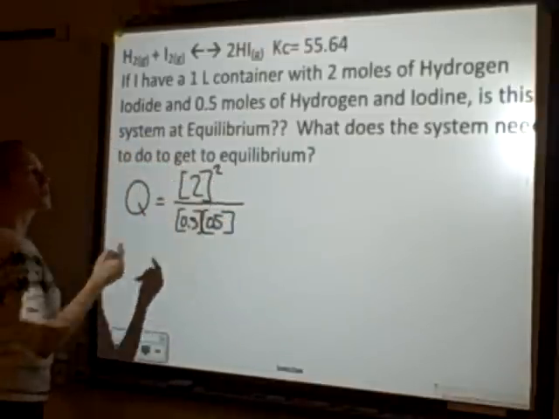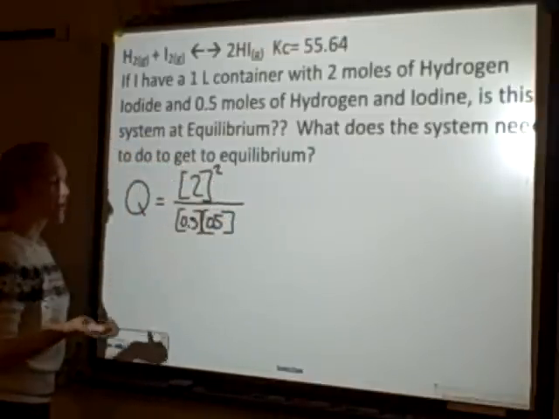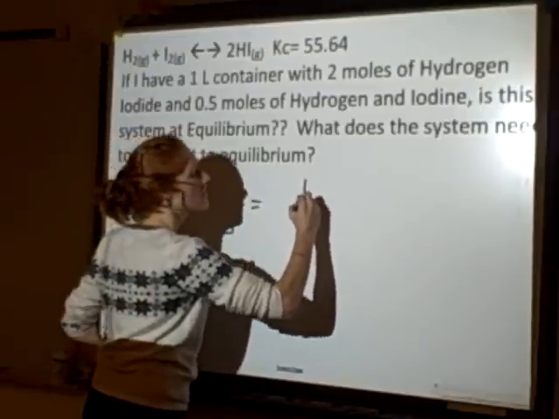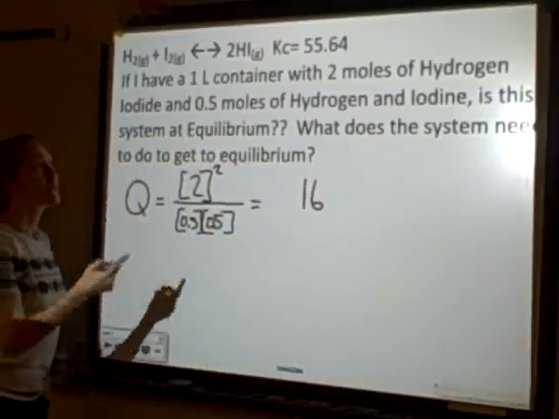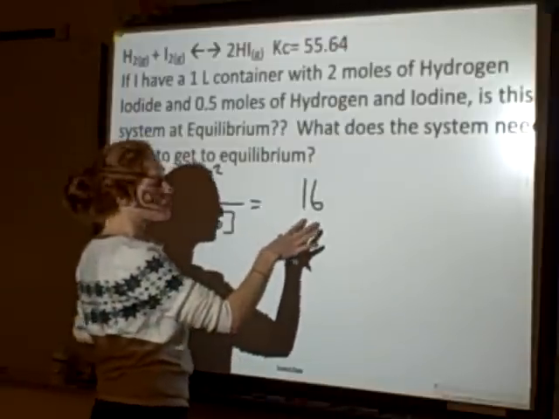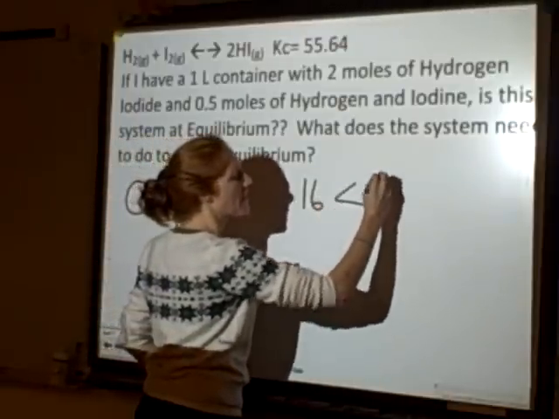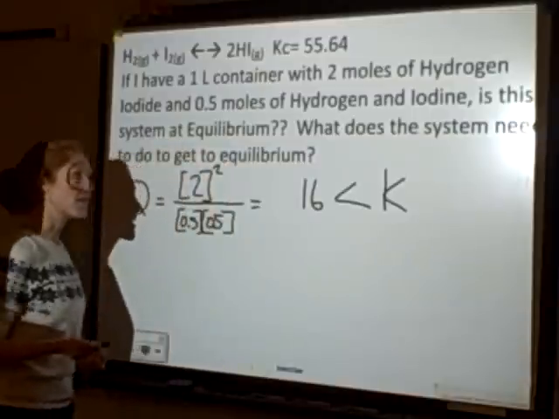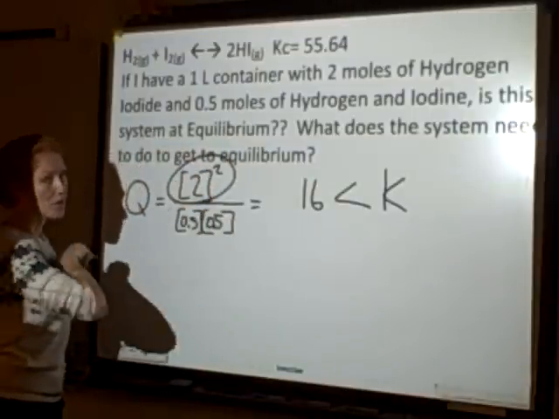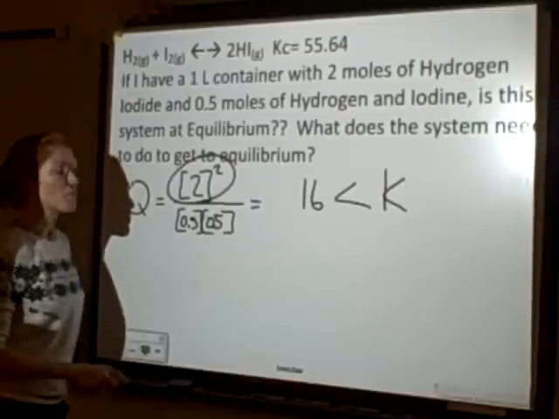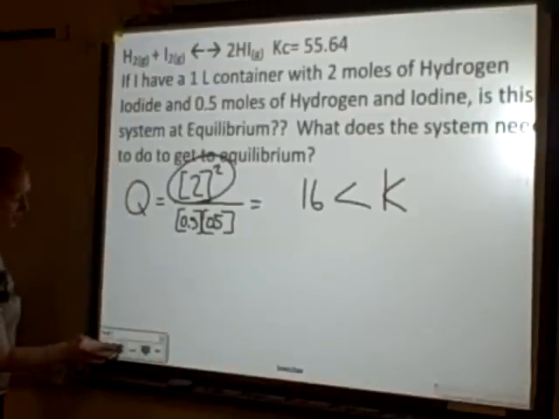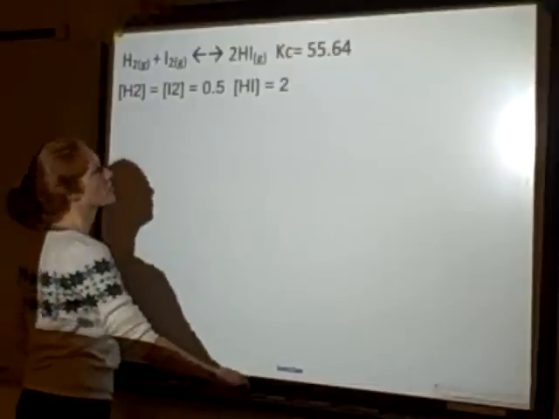Okay, so 2 times 2 is 4, 1/2 times 1/2 is 1/4. So 4 divided by 1/4, I have 16. So Q equals 16. Q doesn't equal K, so I know I'm not at equilibrium. And I can see that Q is actually less than K. Since Q is less than K, it's because I don't have enough products up here. So I know that I'm going to proceed to the right. I know some of my reactants are going to turn to products in order to get to equilibrium. And let's see how much.